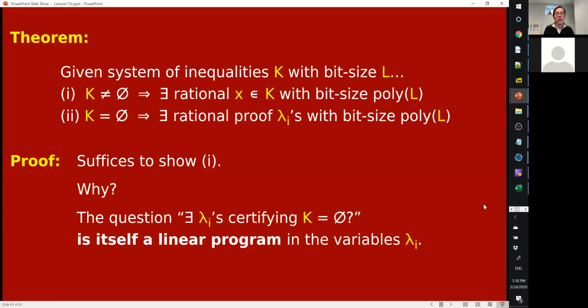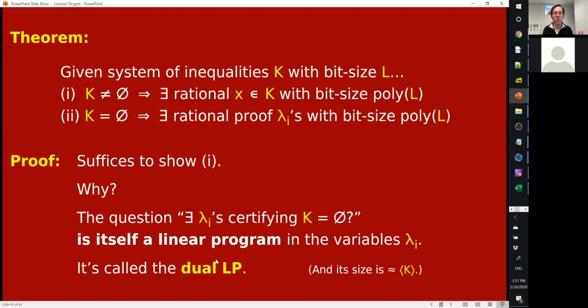Well, this is a bit of a detour, but when you're interested in the question, given K, are there lambdas which certify that K is unsatisfiable, this itself is a linear programming problem in the variables lambda. I'll talk about why that's the case in a moment. This is called the dual linear program. And this dual linear program in the lambdas has a bit size about the same as the bit size of your actual system K. So this is why it suffices to show bullet point number 1, assuming this fact about there being a linear program for the existence of the lambdas.